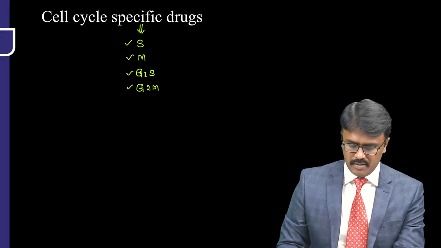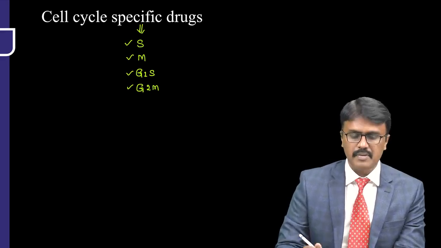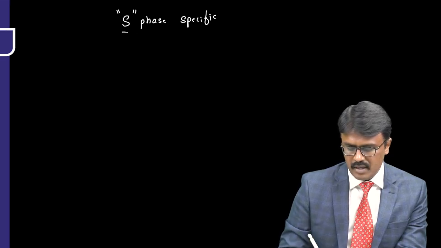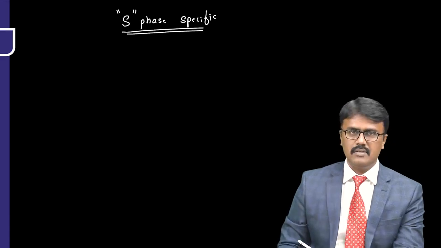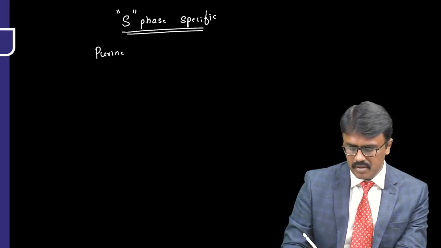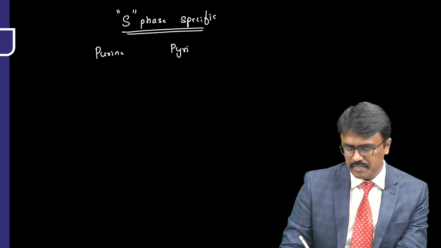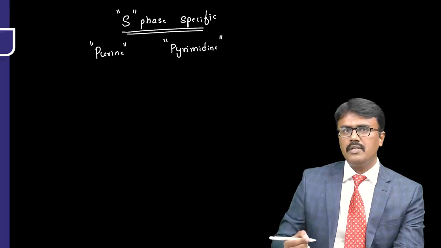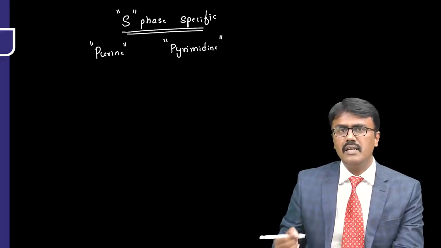So let us start with the first one, the drugs which act on the S phase. So let us discuss the S phase specific anti-cancer drugs. The S stands for DNA synthesis. Now what do we require for DNA synthesis? We require purine, we require pyrimidine. Now what we did is we started synthesizing fake purine and fake pyrimidine. Now what happens when the fake purine and pyrimidine enter? The DNA synthesis stops.